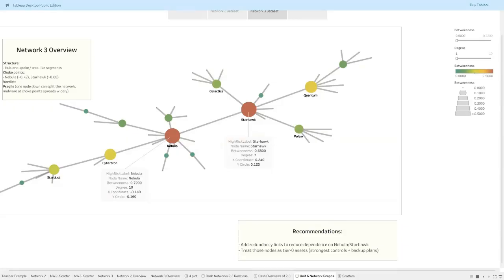Network 3 is also more fragile. If Nebula or Starhawk goes offline, parts of the network can become disconnected, and messages may not get through between segments. For Network 3, my recommendations are: add redundancy links to reduce dependence on Nebula and Starhawk, and treat these nodes as Tier 0 assets with the strongest protections like MFA and EDR, tighter segmentation, and strong backup and continuity planning.